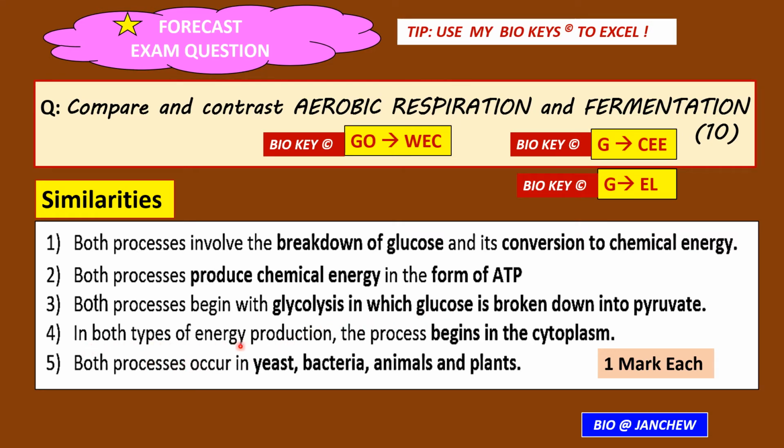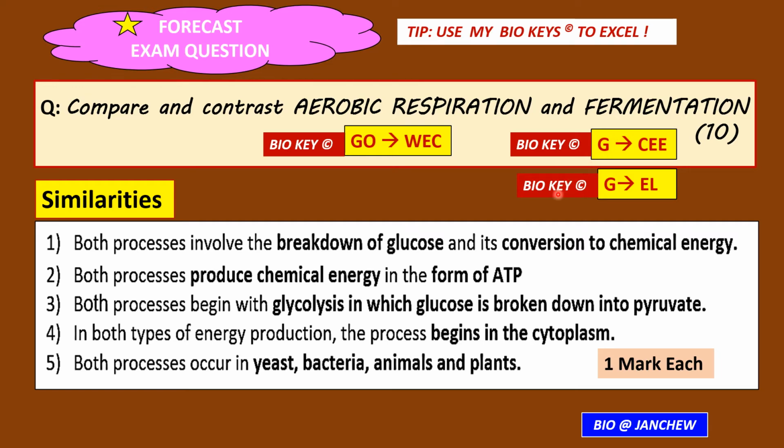Number 4, in both types of energy production, the process begins in the cytoplasm. And that means glycolysis occurs in the cytoplasm. Both processes occur in yeast, bacteria, animals, and plants. So for most of the organisms here, the preferred choice of respiration is aerobic respiration, if oxygen is present, right? It's only when oxygen is absent that the organisms will turn to carry out fermentation due to lack of oxygen.